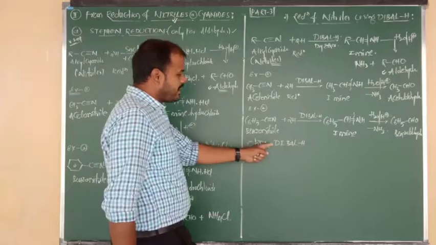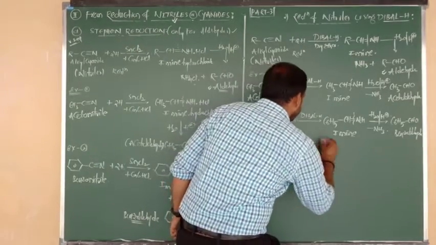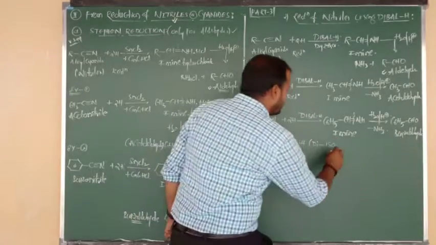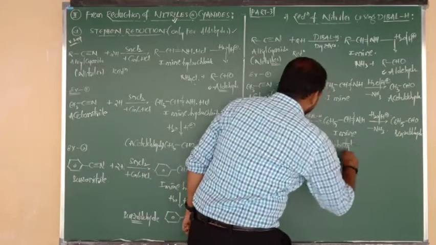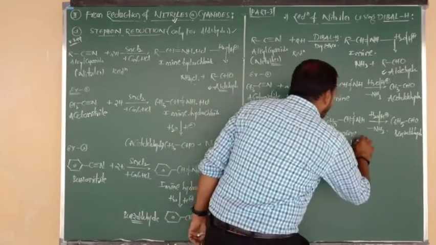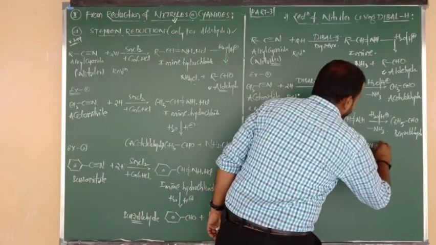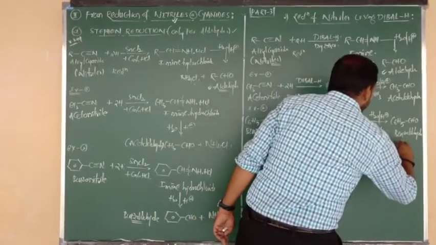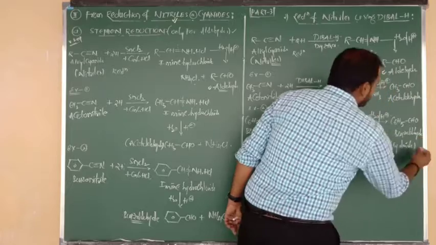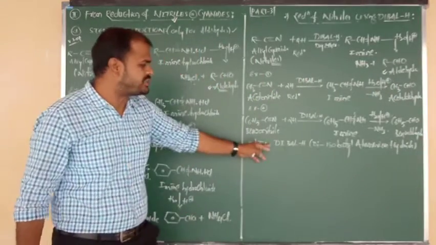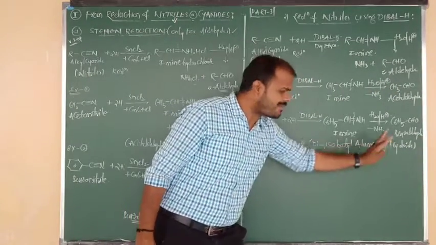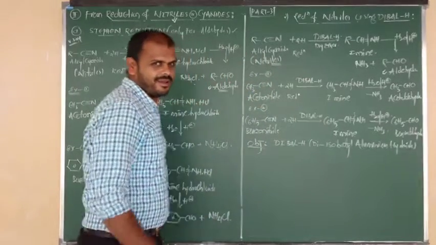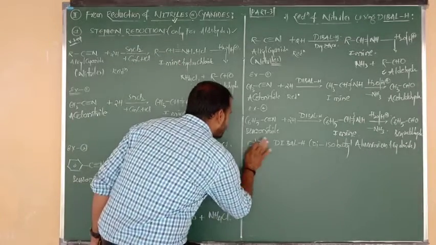D for di, I for iso, B for butyl, Al nothing but aluminium, and the last H indicates hydride. So now try to pronounce the full form of DIBAL-H: diisobutyl aluminium hydride. Diisobutyl aluminium hydride. Now I am going to show you one of the short form structures.